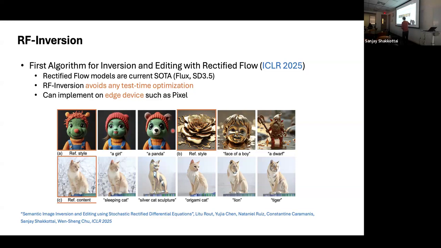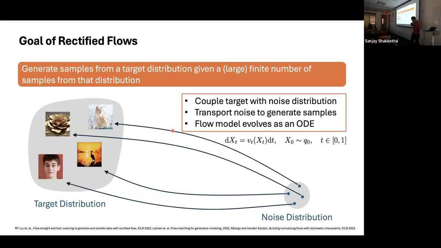Here's an example of the kind of things we can do with RF-Inversion. I give you this reference image of this cat and the label silver cat sculpture. You should be able to generate this. Now, with that reference image, I give you a lion, you want to generate this, and so on. These are the kinds of things which you can do with RF-Inversion. Before we get into RF-Inversion, I want to first quickly talk about rectified flows.